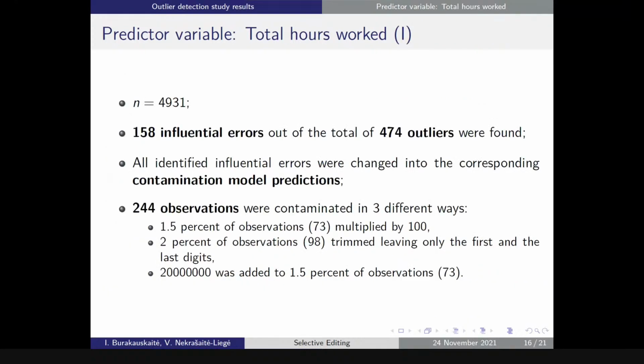The second example is when using total hours worked as a predictor variable. Out of approximately 5,000 observations, 158 influential errors were identified. All of those influential errors were then changed into the corresponding contamination model predictions. And this new data set was again contaminated in 3 different ways that I have already mentioned before.